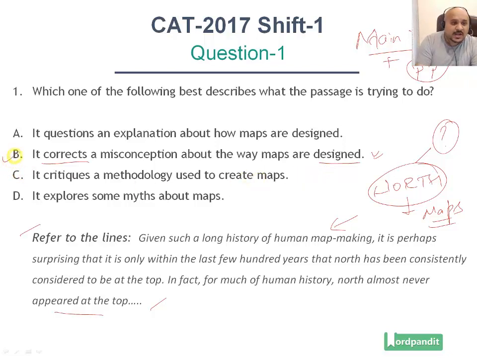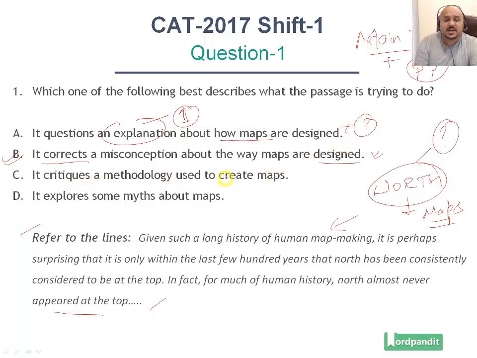Now if you look at the other options, option number A says it questions an explanation about how maps are designed. There is no one single explanation which has been questioned in the passage, right, about how maps are designed. Just assume an answer option to be correct and then try to figure out, does this correlate with the passage? So that is how you eliminate options.